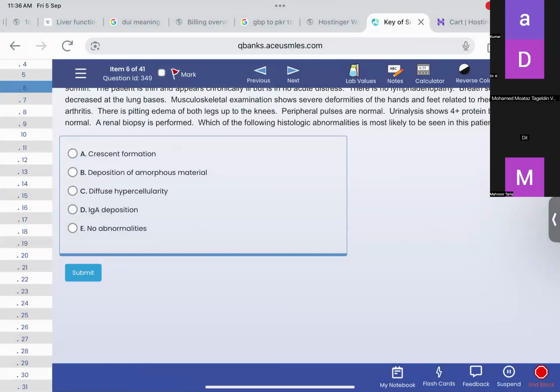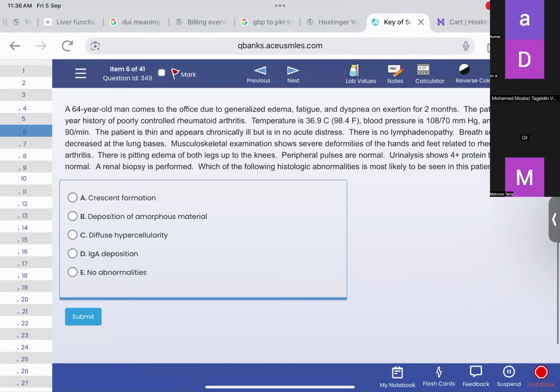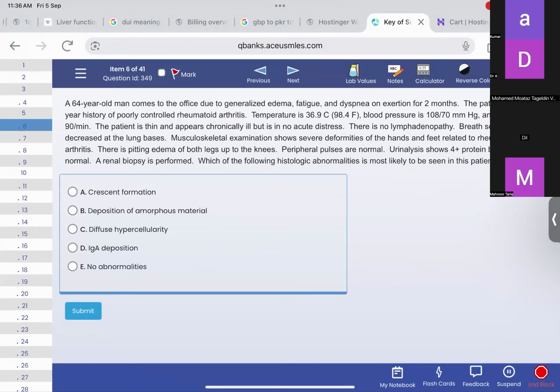So we have done question 6. What was it? Deposition of amorphous material. So we had rheumatoid arthritis causing nephrotic syndrome, right? So it is amyloid deposition.